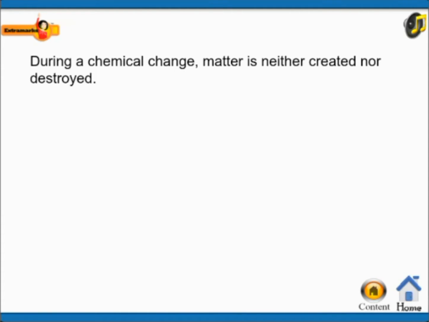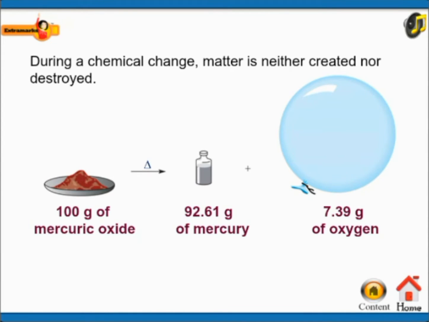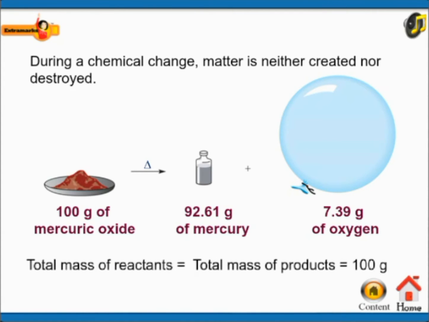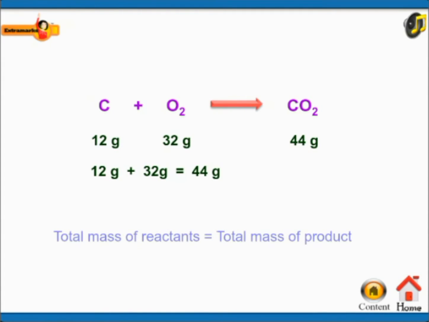Consider the following example. 100 grams of mercuric oxide on decomposition gives 92.61 grams of mercury and 7.39 grams of oxygen. On calculating, we observe that the total mass of reactants is equal to the total mass of products, which is equal to 100 grams. Here is another example where we observe that the total mass of reactants is equal to the total mass of products.